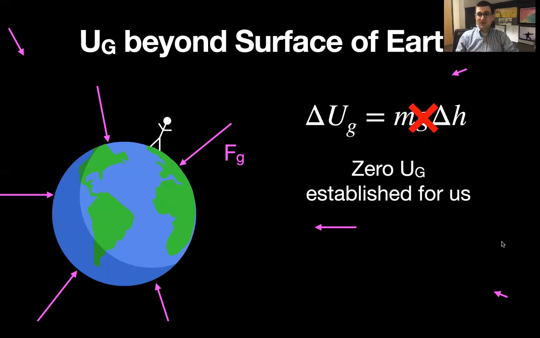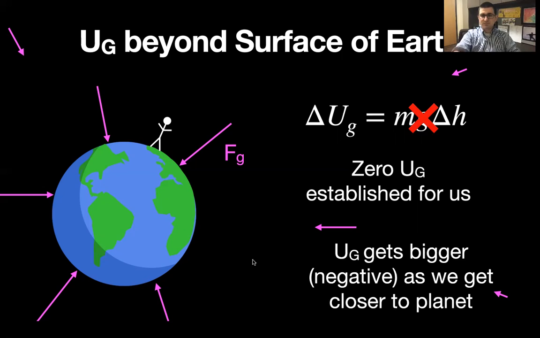But the one thing that does make this really convenient for us is that when we use the universal gravitational potential energy formula, zero is established for us. Zero gravitational potential energy is when the object is very, very far away from the planet. And so there's going to be basically no force of attraction, so there's going to be no gravitational potential energy. So there's a universally defined zero gravitational potential energy, which is based on being very, very far away from the planet.